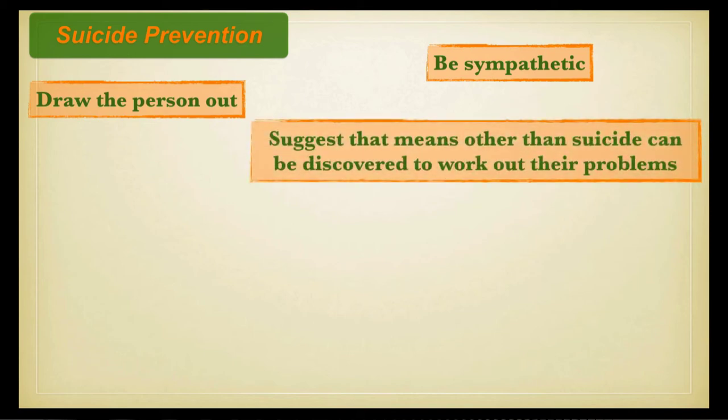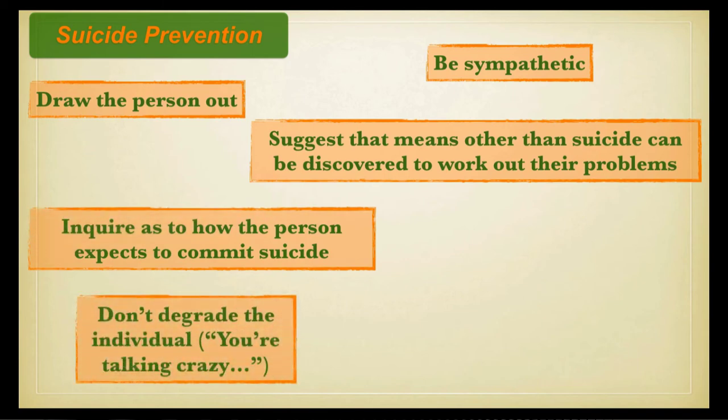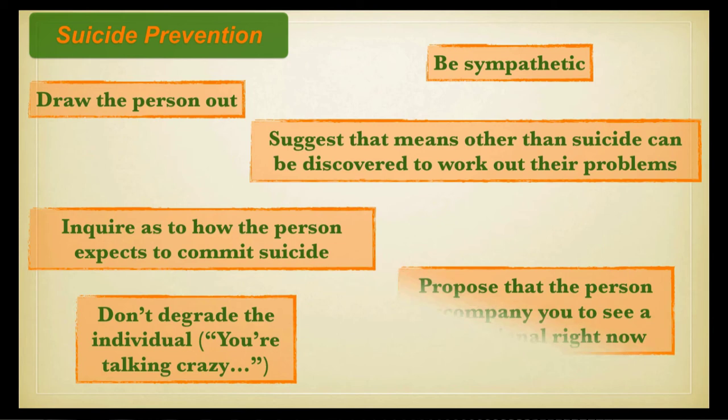Inquire as to how the person expects to commit suicide. Sometimes bringing things to light brings the reality of what they're planning to light, and they're able to then come up with alternatives. Don't degrade the individual. Don't say anything like, that's crazy talk, or, you shouldn't think that way, or, only crazy people think that way. That's not where you should be going with this. But more importantly, and probably the most important thing you can do, is propose to the person that you will accompany them to see a professional right away.